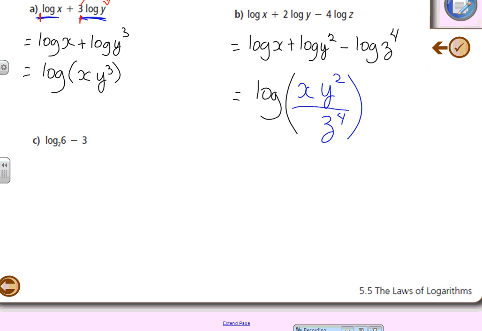Now, log base 2 of 6 minus 3. In order to use those rules, we've got to have two logs of the same base. I've got a log, and I've got just an integer. So what am I going to do there? Well, first thing we're going to do is try to get 3 with a log attached to it.